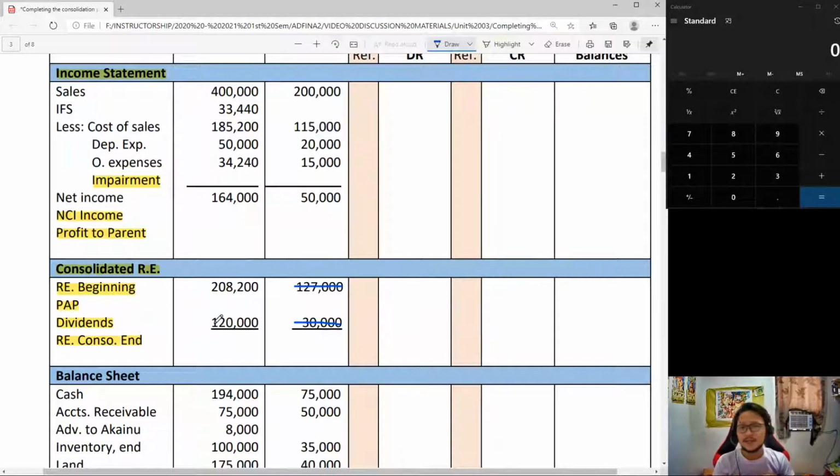Kasi ang mapapresent lang dapat na RE is that one na nagre-relate kay parent. Okay? The RE that is related to the subsidiary is not going to be presented in the conso FS. It is eliminated in full. Note that. Consolidated RE. And lastly, we have our balance sheet.